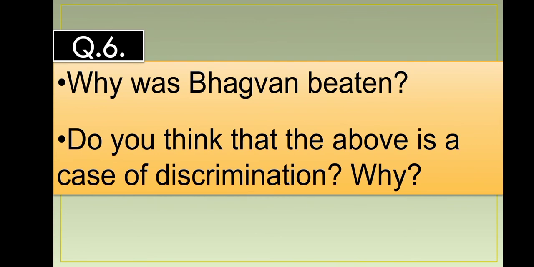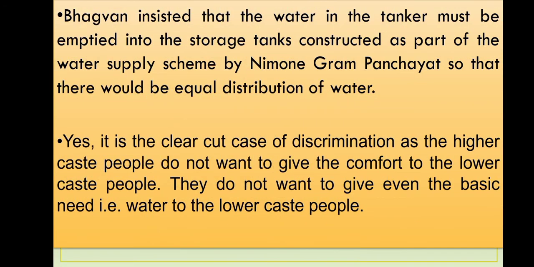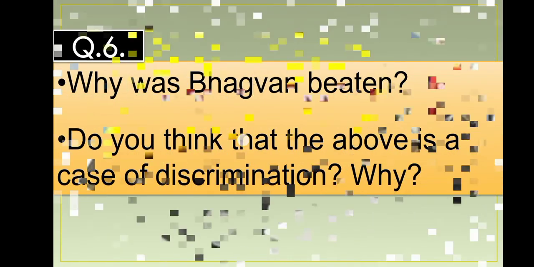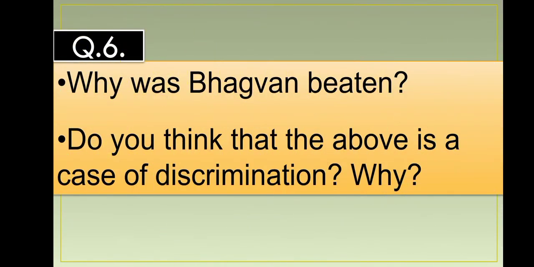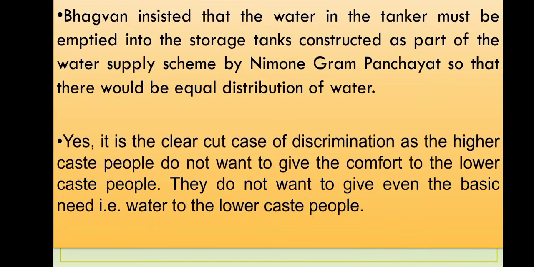So here we need to answer these 2 questions according to this report. First question is, why was Bhagwan Mahadev beaten? So why was he beaten badly by these 7 people? He was beaten because he insisted that the water in the tanker must be emptied into the storage tank constructed as part of the water supply scheme in Nimon Gram Panchayat. He told those who brought the water tankers to empty the water in the Gram Panchayat tank so that everybody could get water. But he was beaten. Do you know why? Because upper caste people were saying that tanker water is only for upper caste people, not for lower caste people.